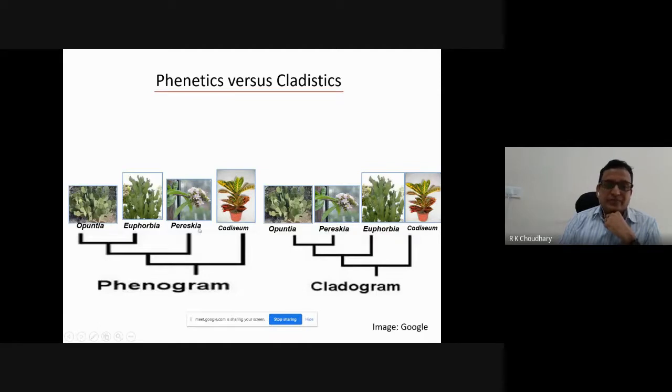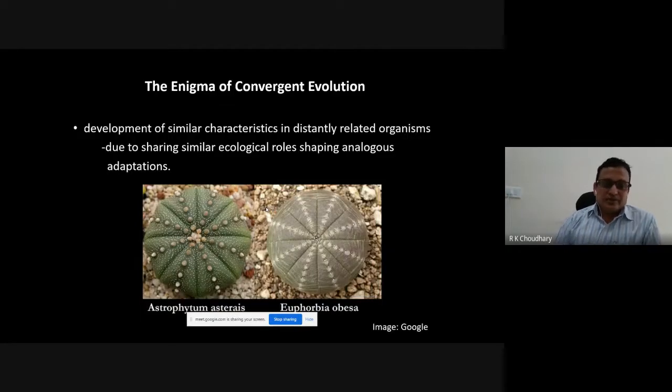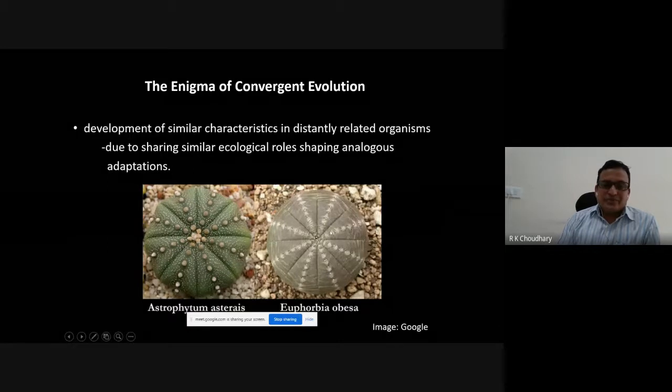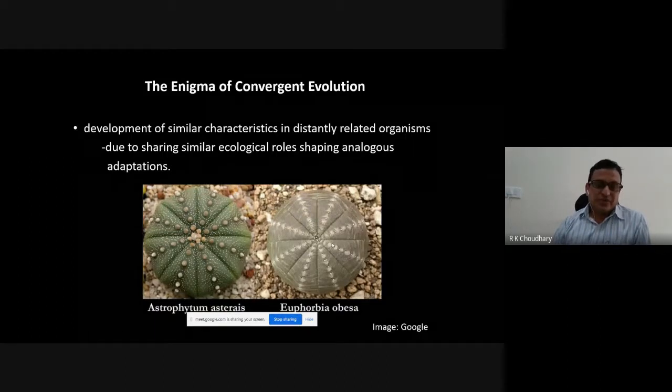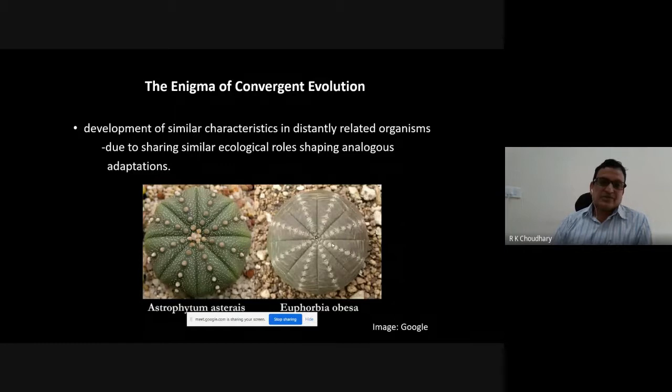So the phenogram will present the relationship like this. But if you take DNA from all of them, you can see that Opuntia and Pereskia will show up as a more closely related group than Euphorbia or Codium. So that's why we rely more on molecular data, and numerical taxonomy is not much popular nowadays. In the example I showed you, one of them belongs to Cactaceae and another to Euphorbiaceae. But because of some ecological pressure, it shows the characters of a cactus. In such cases, if you're doing numerical taxonomy, you might end up messing things up. That's why if you take DNA from them, it will clearly tell you that this actually belongs to Euphorbiaceae, not to Cactaceae.